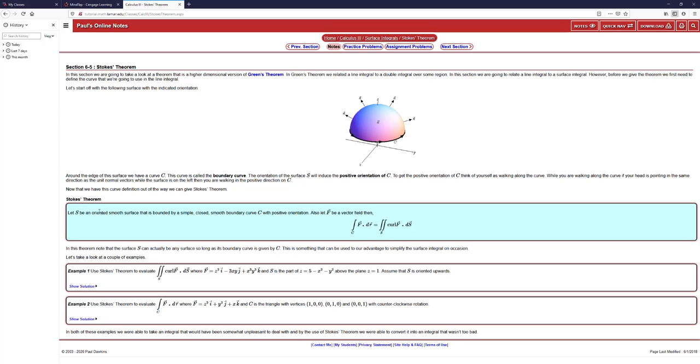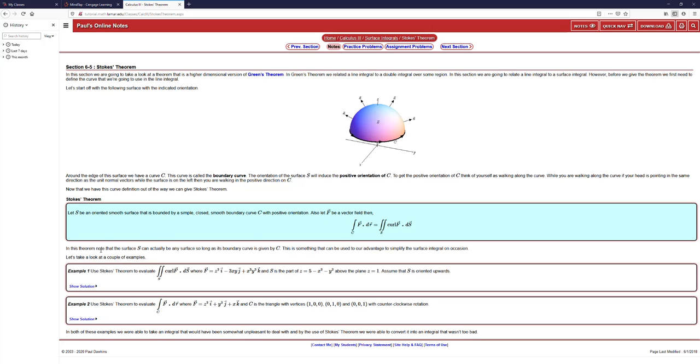Alright, and then they go through the same thing. They tell you, let S be an oriented smooth surface that is bounded by a simple closed smooth boundary curve C with a positive orientation, and let F be a vector field. Then the line integral over C of F dot dr is equal to the double integral over the surface of the curl of F dotted with dS.